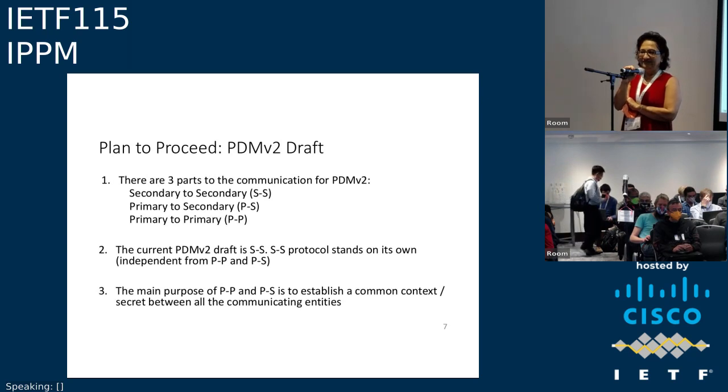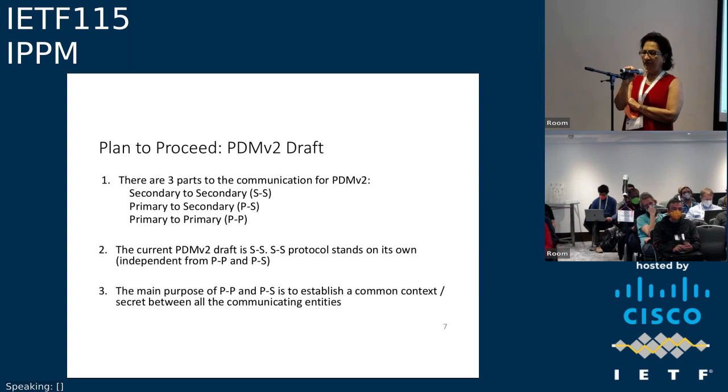So as far as PDM-V2 itself, there are 3 parts to the communication. There's the secondary to secondary, which is what this particular draft defines. And that is an independent protocol in itself. It is the PDM-V2 encryption. But somehow you have to get the keys. You need a control protocol, or what we call a registration protocol, to create a common context and so on. That is what we are calling primary to secondary and primary to primary.